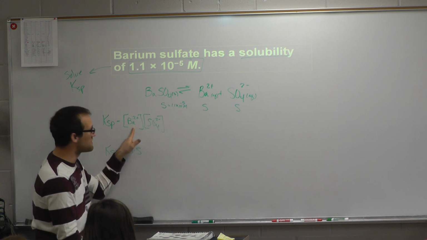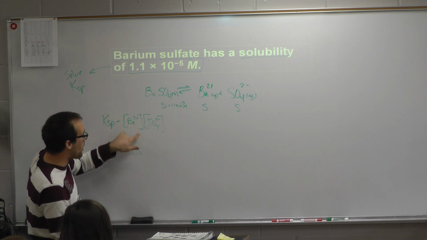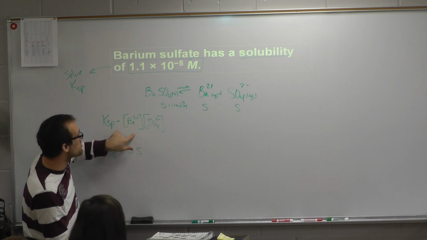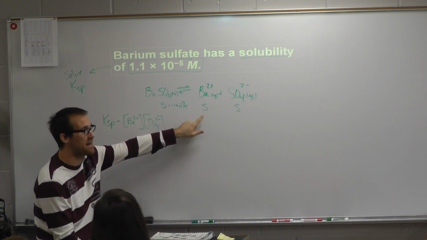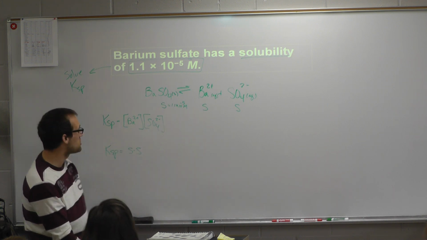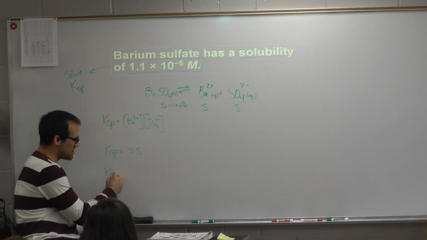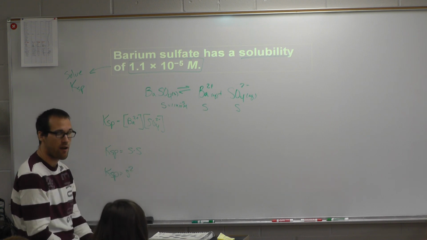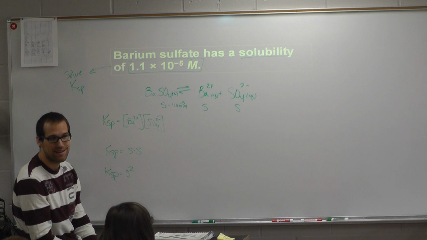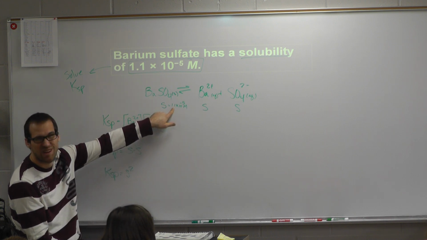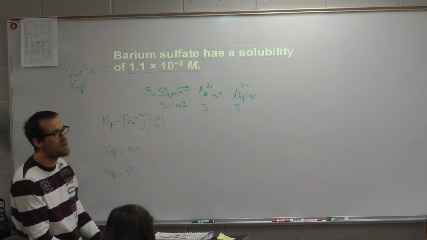Aren't this and this the same? Brackets mean concentration, and solubility is that concentration in molarity. So, in this particular situation, your KSP is S squared. Well, what's S? 1 times 10 to the negative... Plug it in and solve. I wouldn't do it like that.